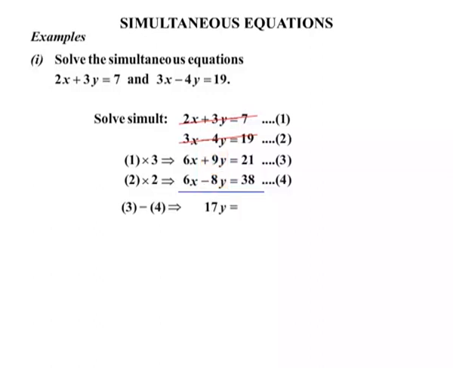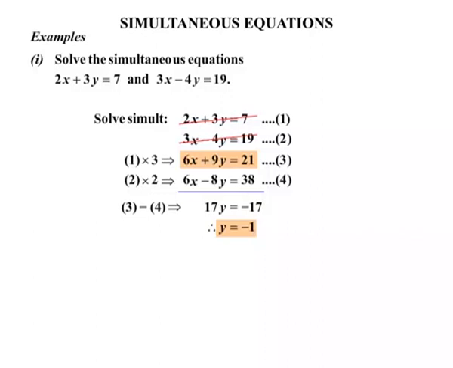We'll put our equals underneath each other. And then 21 minus 38 is minus 17. So at this stage, if 17y equals minus 17, then divide through by 17, we get that y equals minus 1. Now at this stage, we have a y value. We also need an x value. So what we can do, we can just substitute that into any of those equations above.